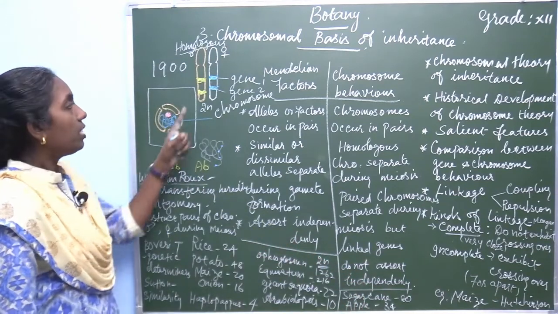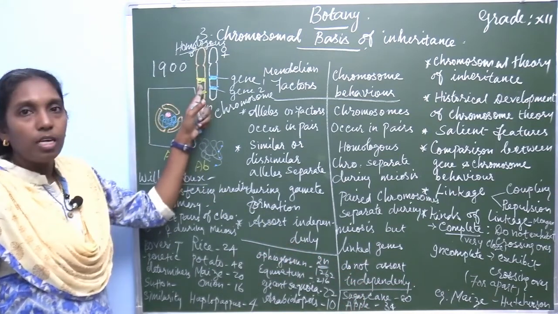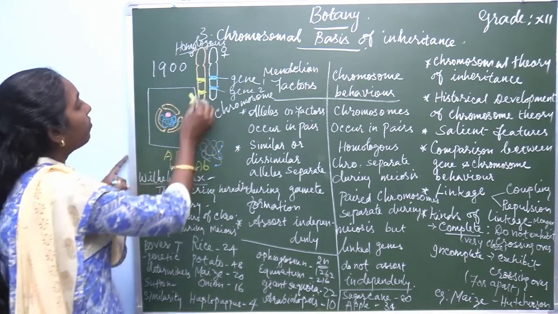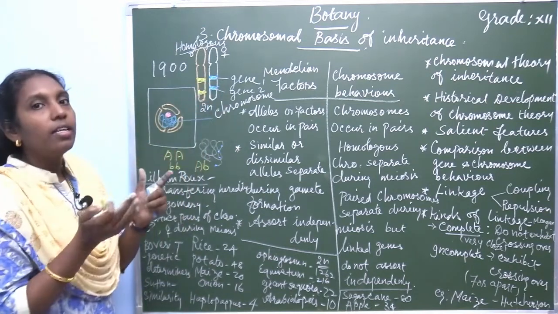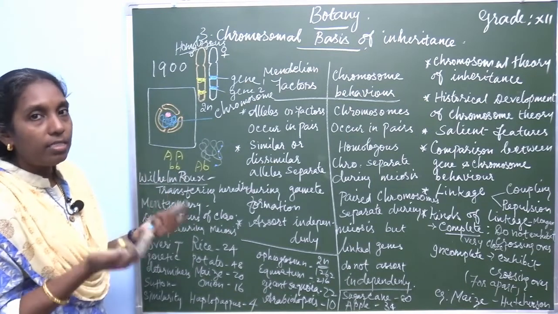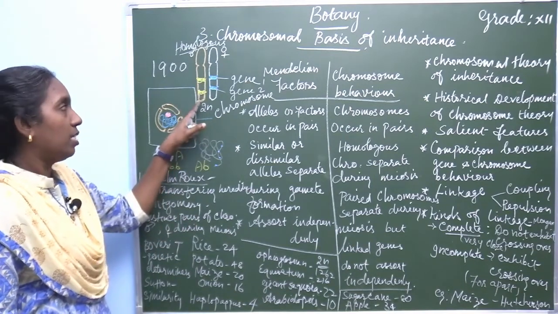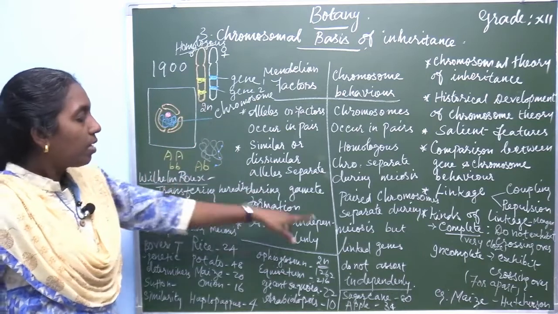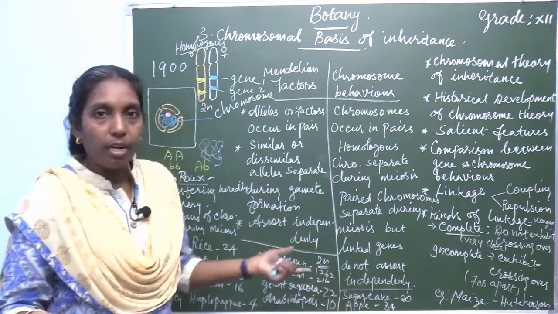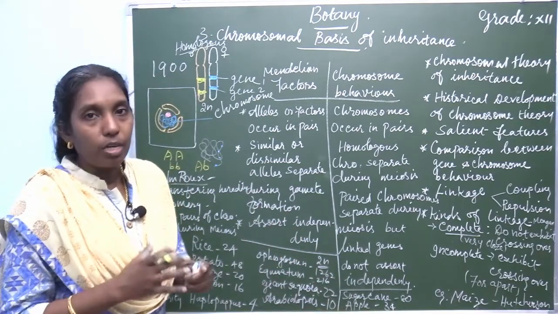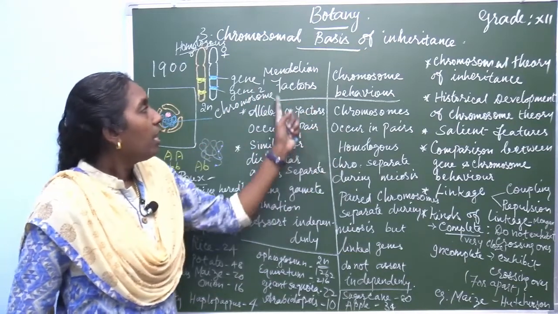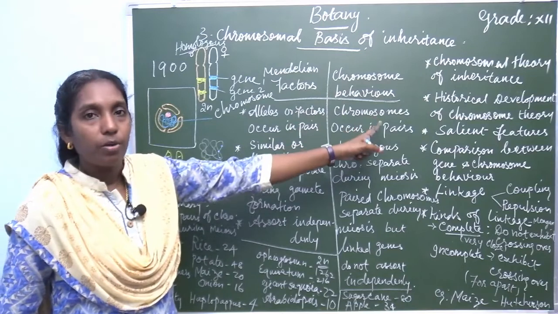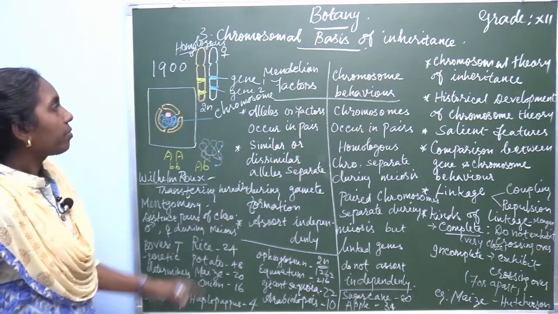What are linked genes? Here in the chromosome, the genes are located very close. Sometimes if the genes are located very close, they inherit together. These genes are named linked genes. So linked genes do not assort independently, but they tend to inherit together. This is the comparison between Mendelian factors and chromosome behavior.